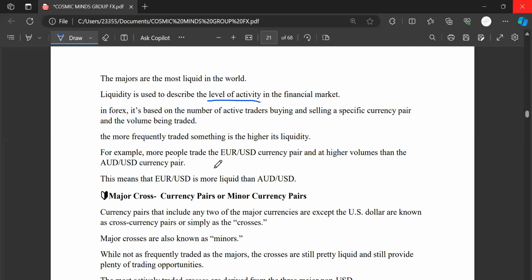For example, more people trade the USD, or better still, the Fiber pair, and at higher volume than the Aussie. You look at the nickname for the Australian dollar against the US dollar, and the nickname is Aussie. I know that already, that's why I'm just referring to it. So this is more traded than this. If you have to choose between the two, then you have to choose this one. Now, this is as an amateur. This means that your USD is more liquid than the Aussie. It's as simple as that.